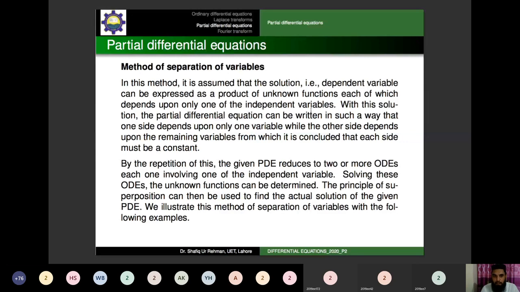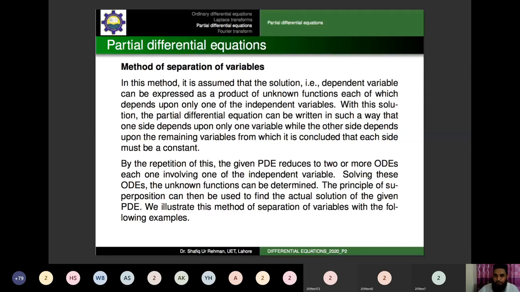Then further, with this idea, the partial differential equation is going to be written in such a way that one side of the equation is purely dependent upon one variable, while the other is dependent upon the remaining variable. Two sides are there, and with separation of variables, the variables are nicely separated on either side of the equality sign. Since they are equal to each other, their common value can't be a function of x or a function of y.